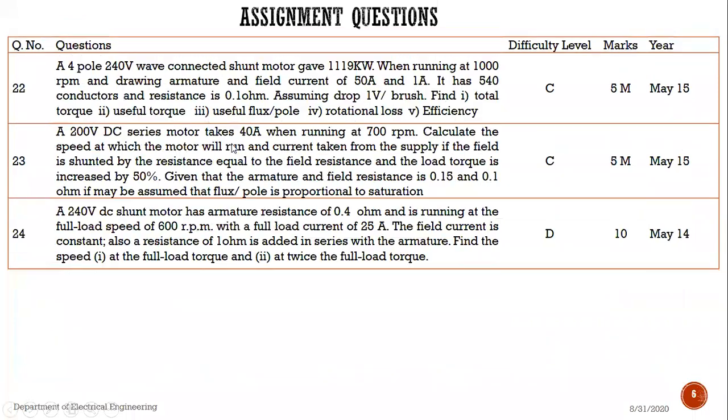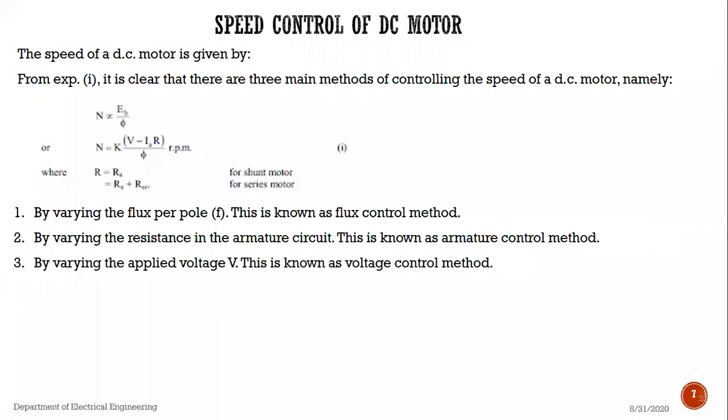Just keep in mind that 2 questions will be asked: either all the speed control methods for the DC motor, or they will ask you particularly about the flux control as well as the armature control method. Now we'll go through the speed control of DC motor. First of all, we have to clear one thing: which parameters we need to control, so that by using that parameter we can control our DC motor.